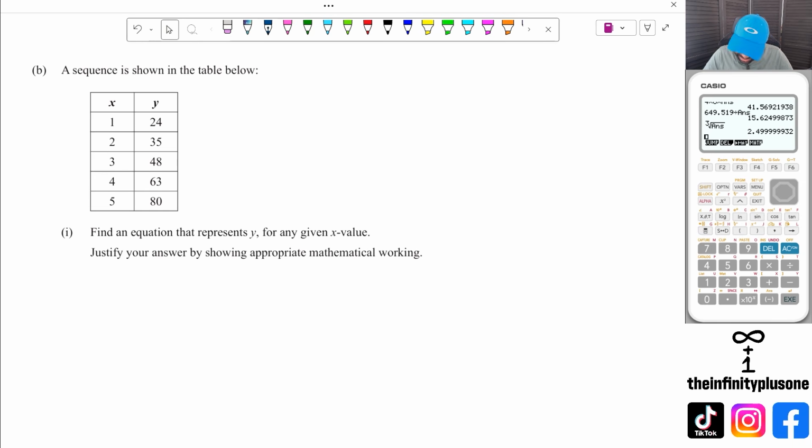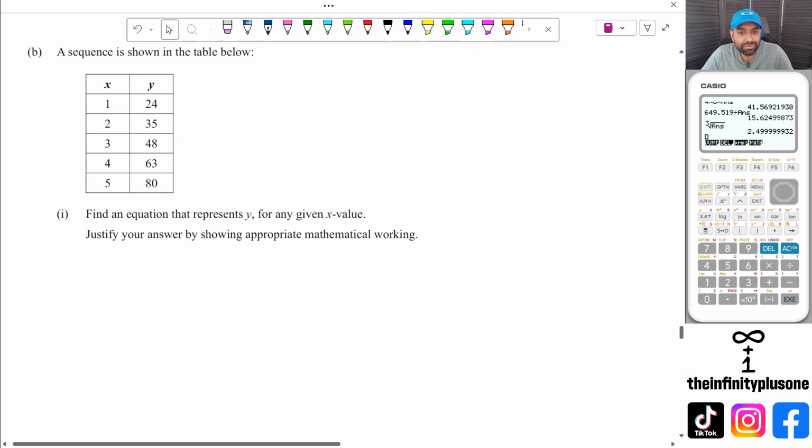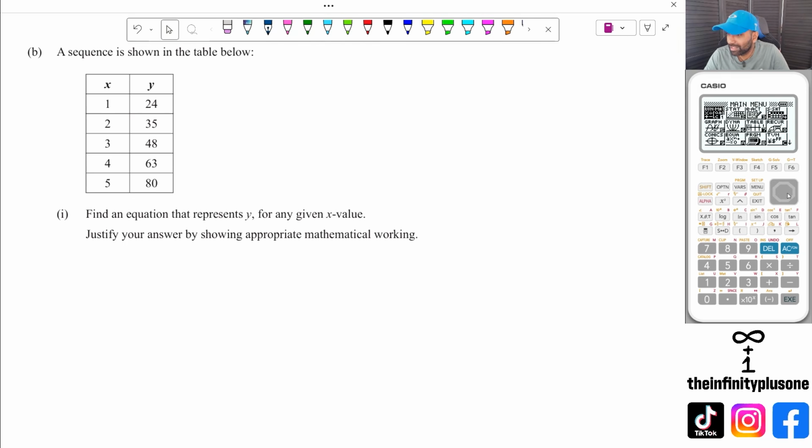Now I'm looking at this second question, and it's basically saying, find the equation for the given x value. It's a really odd one because it says to justify your answer by showing appropriate mathematical working. I find this question a bit strange because I can do this in the calculator straight away. I can go to stat mode and put in those numbers 1, 2, 3, 4, and 5.